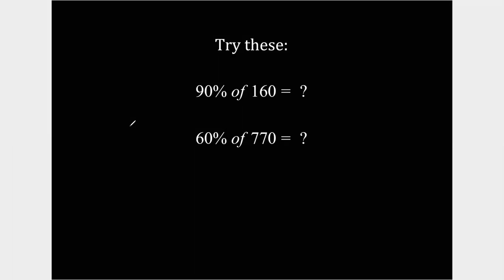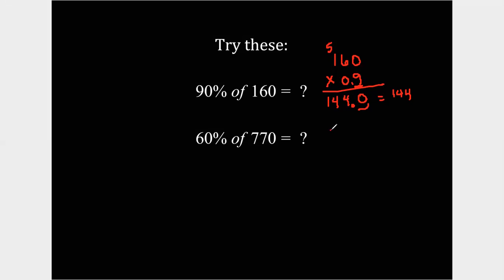So if we're going to do these the long way, starting with the first one, I would probably do 160 times 0.9, which is the decimal equivalent of 90%. 9 times 0 is 0. 9 times 6, 54. 9 times 1 is 9, plus 5 is 14. Now I need to put the decimal. I have one decimal place here, so I need to move in one decimal place, and my answer is going to be 144.